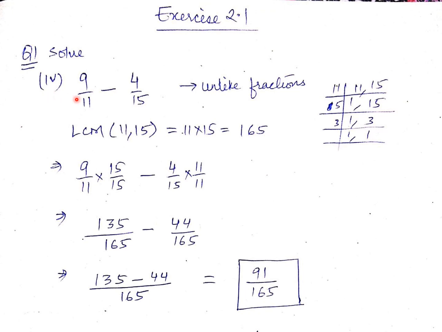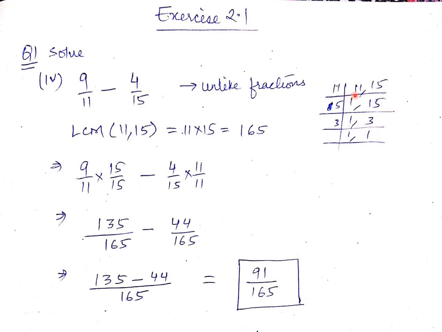The question is 9 upon 11 minus 4 upon 15. You can observe the denominator here is 11, the denominator here is 15, and they are different. So we can say these two fractions are unlike fractions. So to solve them, the first thing we need to do is make their denominators same. For that, we have to take the LCM of 11 and 15.